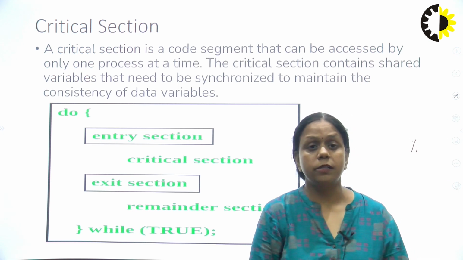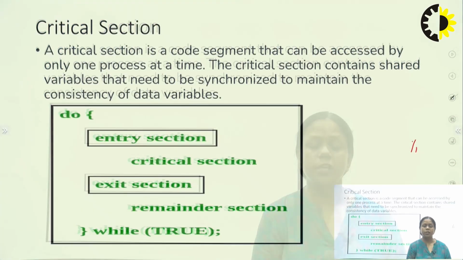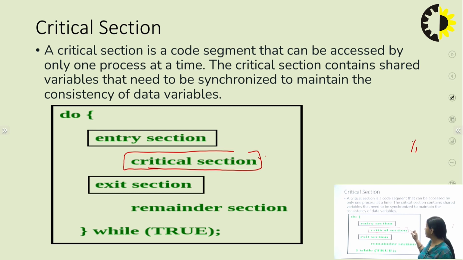Now, we should understand what we mean by the critical section. Why do we have a critical section? A critical section is a code segment, an important part of a particular process, where we have shared variables which need to be synchronized to maintain the consistency of data. You can see in the diagram, this is the critical section portion of a particular process. This is a section where we have common variables, and these common variables will be accessed by multiple processes.